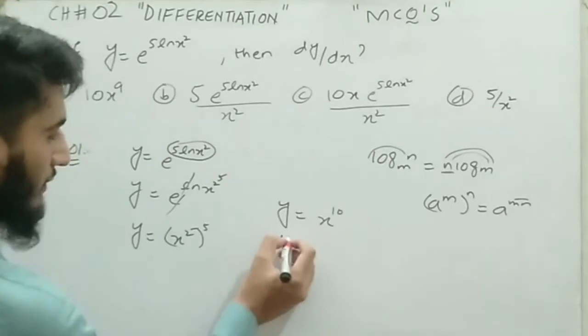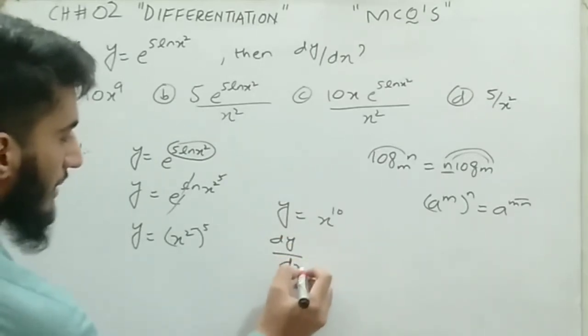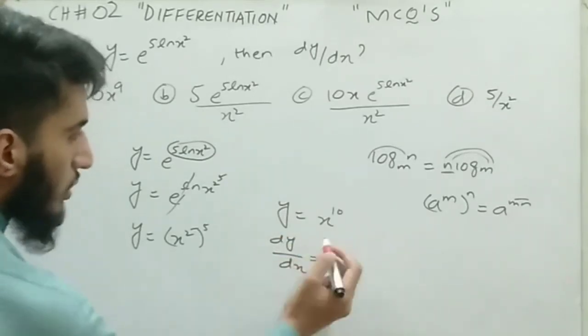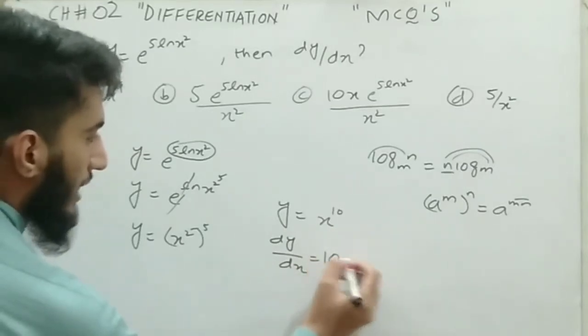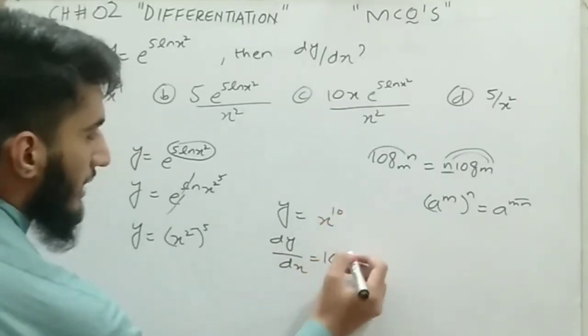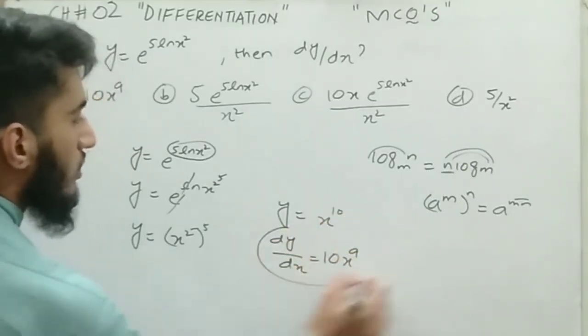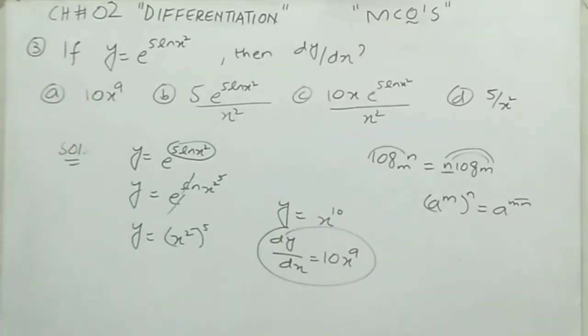Now differentiate both sides with respect to x. So it becomes dy by dx will be, using the generalized formula of differentiation, 10 will come to the front and we will subtract 1 in the power. So 10 minus 1 will give us a value 9. So the required derivative is 10x raised to the power 9. So the correct option is option number A.